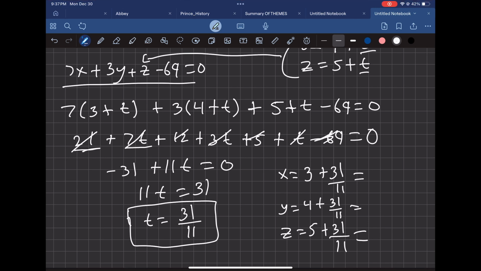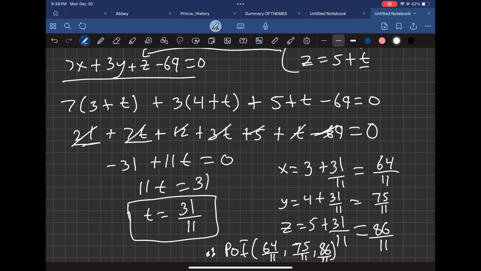So let's plug that into the calculator. So our final point of intersection would be 64 over 11, comma 75 over 11, and comma 86 over 11.